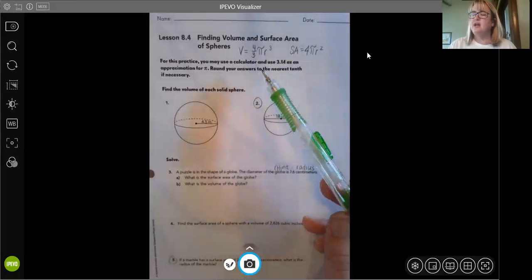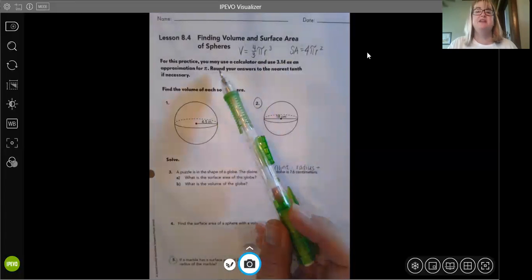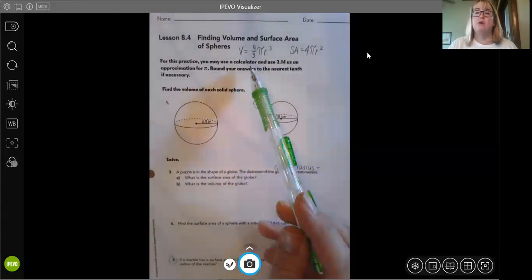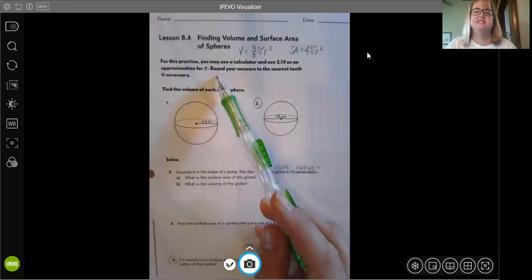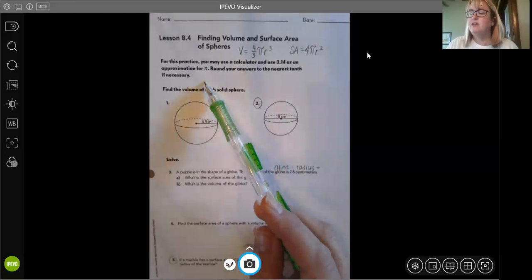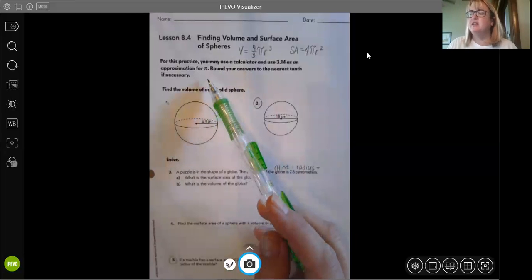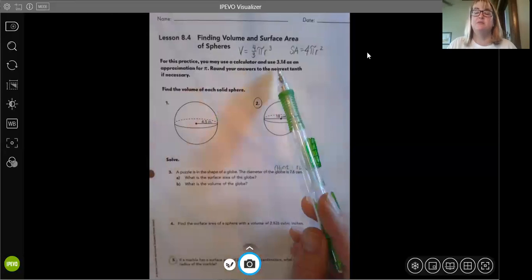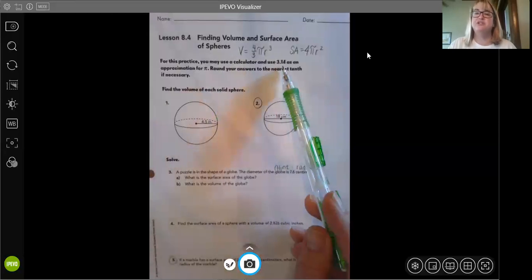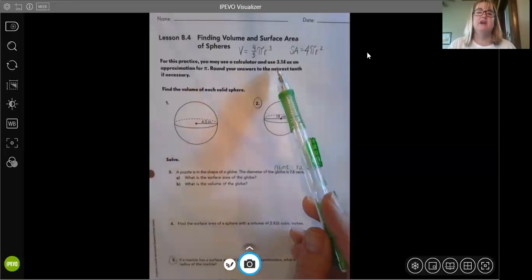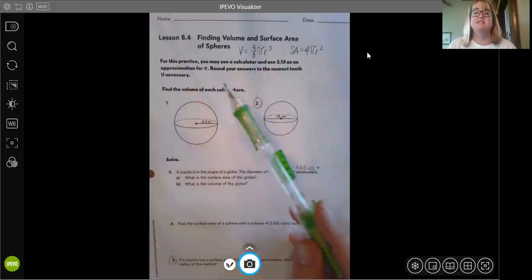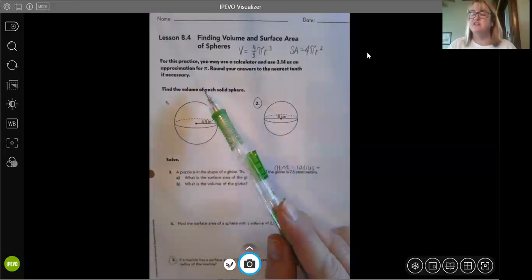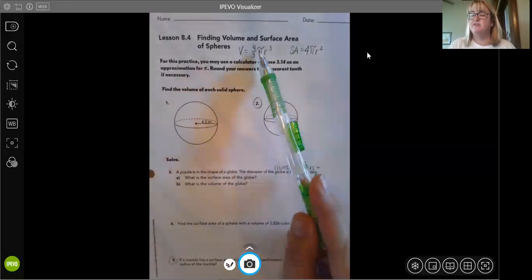Well, let's get started. Remember, for this practice, you may use a calculator. And we're going to use 3.14 as an approximation for pi. It says to round your answers to the nearest tenth if necessary. And one thing I've told classes, when we use our calculator, if it asks you to use 3.14 for pi, I want you to use that even if your calculator has a pi button on it. So let's look at the first part. It says find the volume of each solid sphere. So we're using this formula.